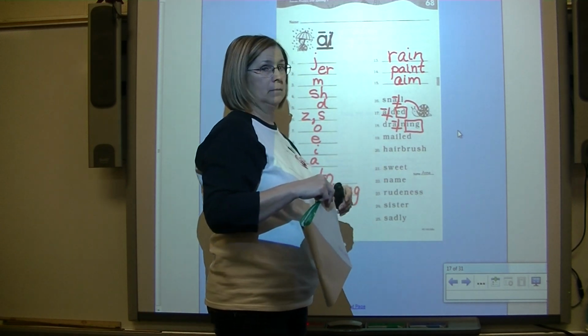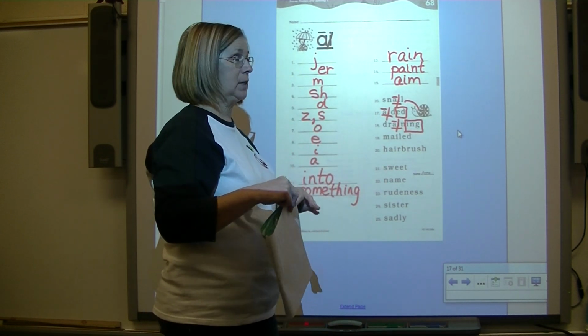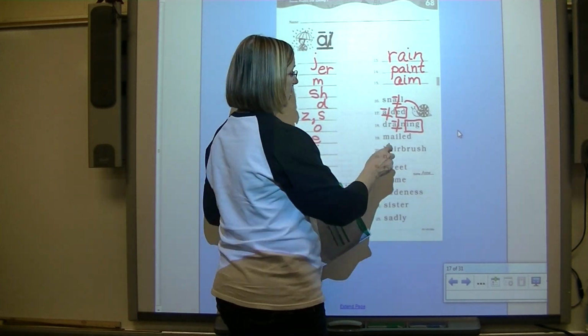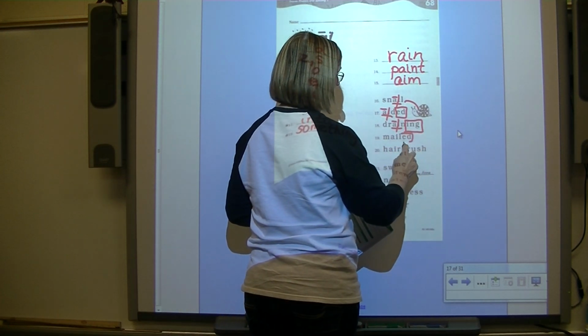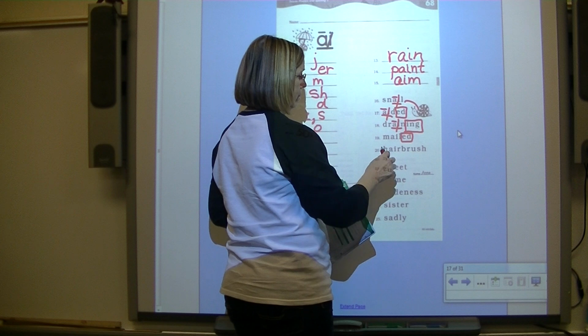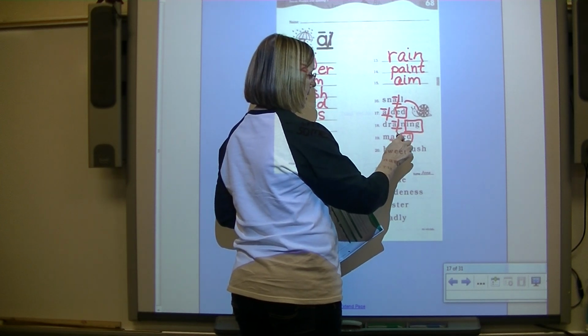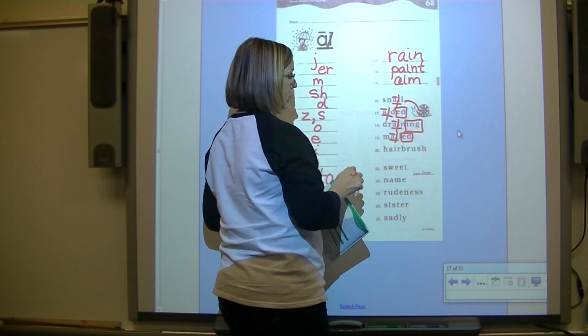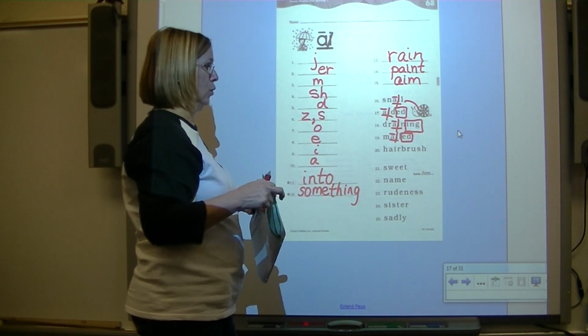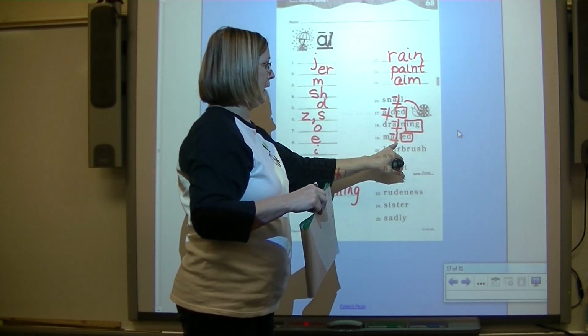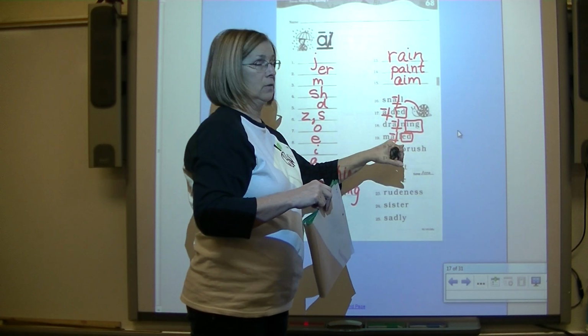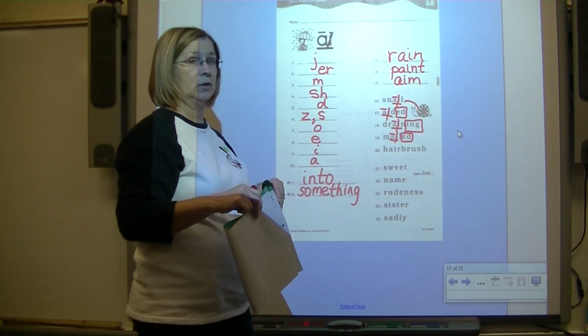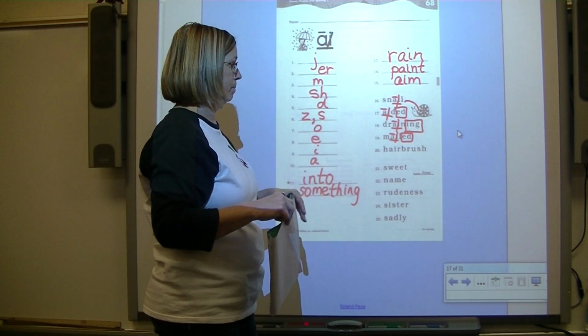Number 19. Look for a suffix or a final stable syllable first. Guess what? We got a suffix. Put it in the box. Underline digraph AI. Mark out the I. Put a macron over the A. Mailed. M-A-I-L-E-D. Mailed. You've already done it. I mailed a letter yesterday.